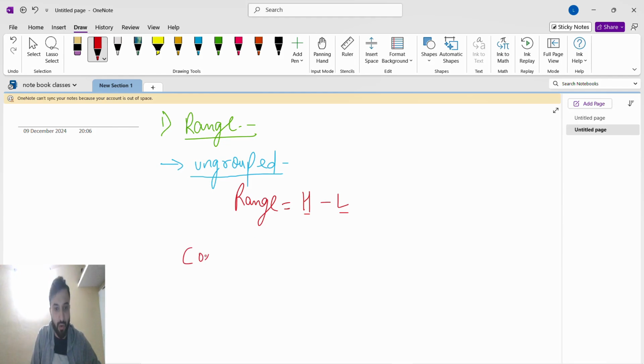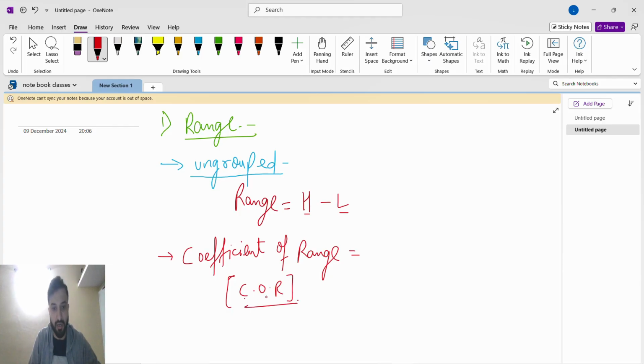Next, we'll see the coefficient formula, because in the examination sometimes they will ask both: find the range and the coefficient of range of the given observations. I will write coefficient of range as COR in short form. It's COR, not COD, cash on delivery. So for ungrouped, range is highest observation minus lowest observation.